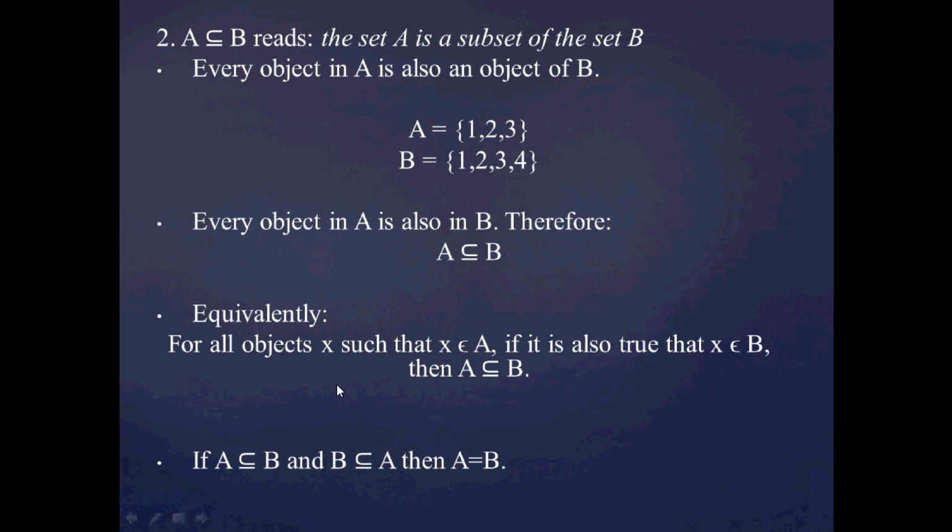And one other thing to note too is that if I have two sets A and B, if A is a subset of B, meaning that every object in A is also in B, and B is a subset of A, meaning that every object in B is also in A, then we say that these are the same set. They're identical to one another.